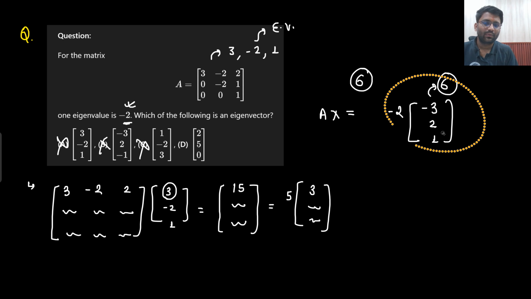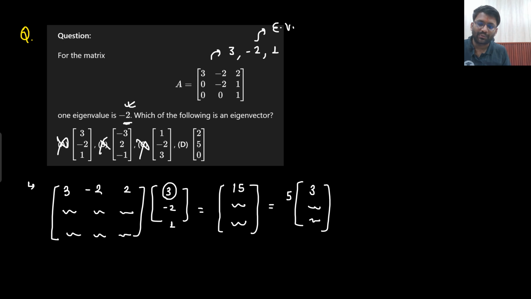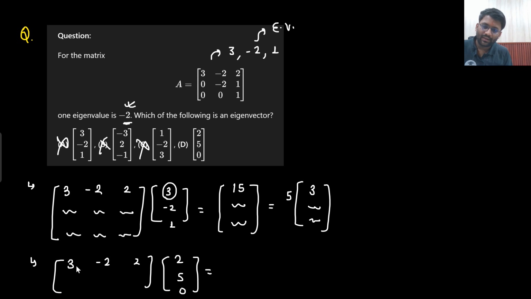What you will do? In the last option I am doing it for you here. So again, upper side 3, minus 2, 2, being multiplied with 2, 5, 0. So what answer you will get? 3 into 2, 6. 3 into 2, 6, minus 10. What answer I am getting? Minus 4 here I am getting.